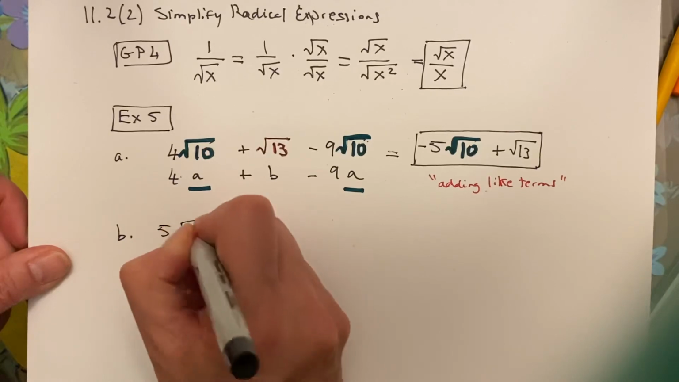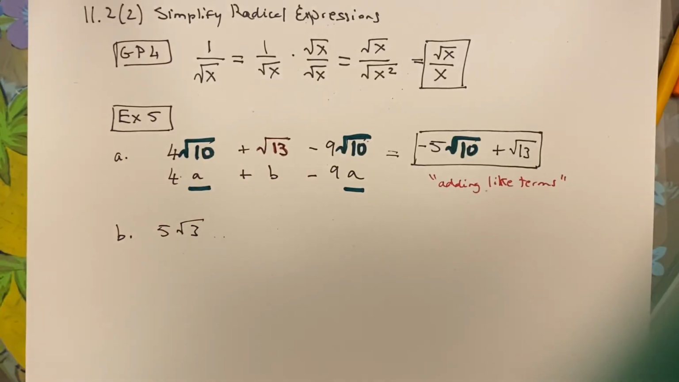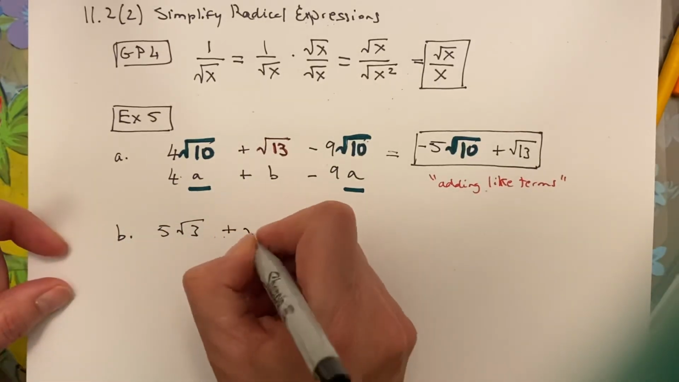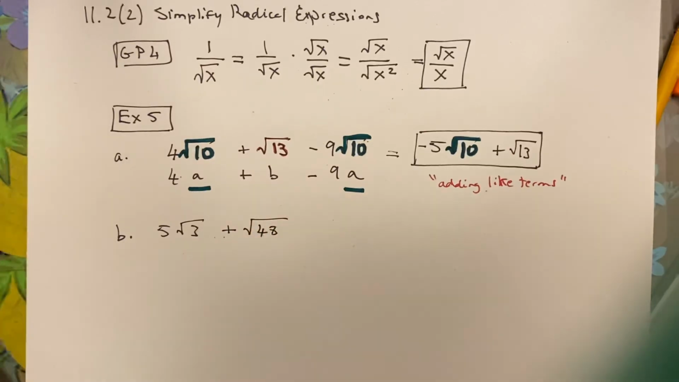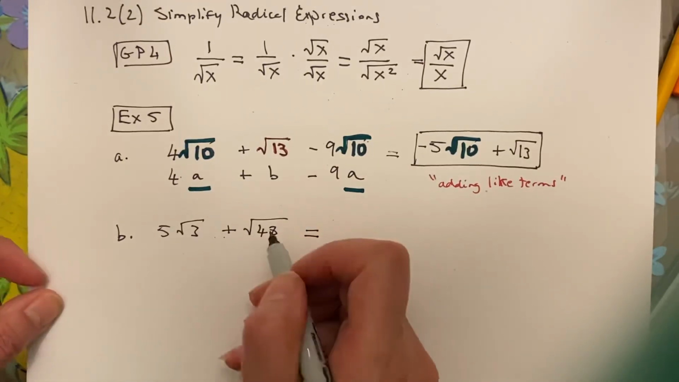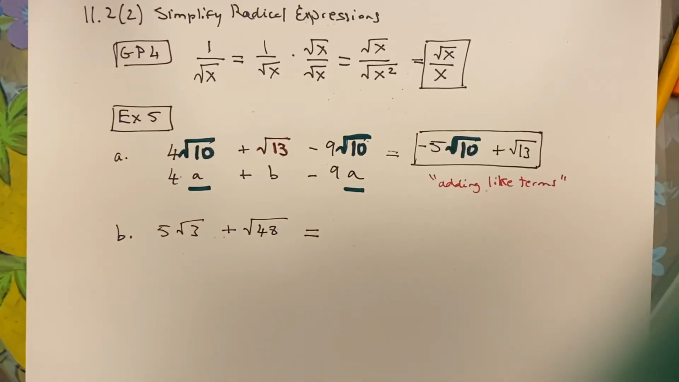Five square root of 3 plus the square root of 48. Okay, and I want to add those together. Well, the thing is, I don't have like terms. Square root of 3 and square root of 48, they're not like terms.